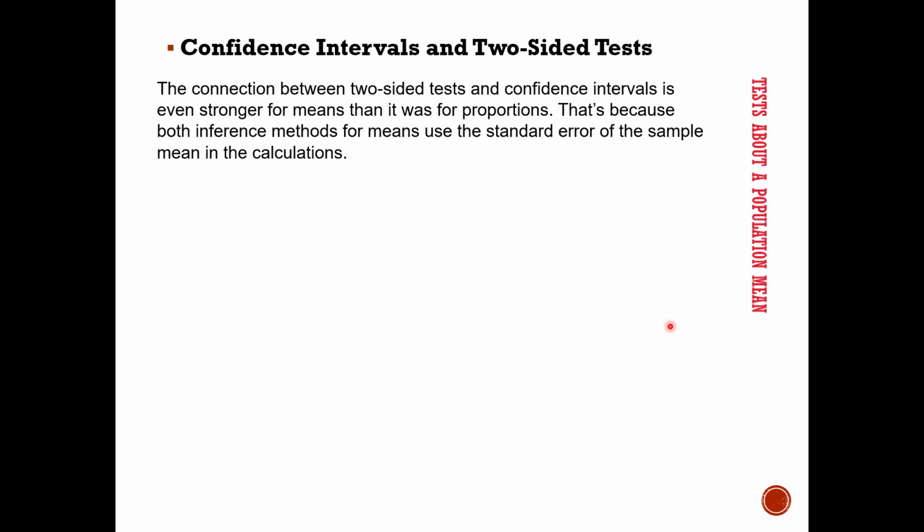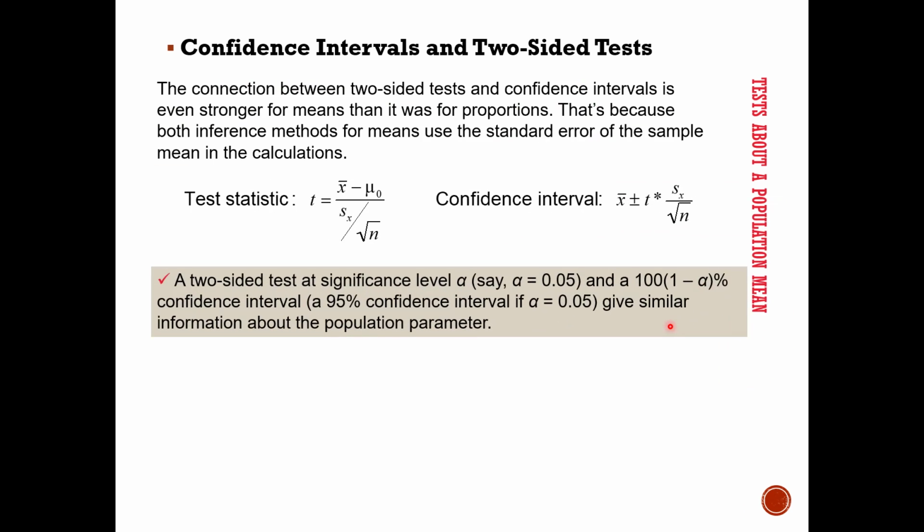So the connection between two-sided tests and confidence intervals is even stronger for means than it was for proportions. That's because both inference methods for means use the standard error of the sample mean in the calculations. All I mean by that is this. You notice that S sub x divided by root n is used as the standard error over here. And we notice that S sub x divided by root n is used as the standard error over here.